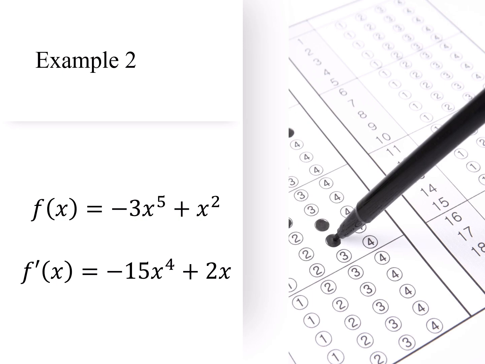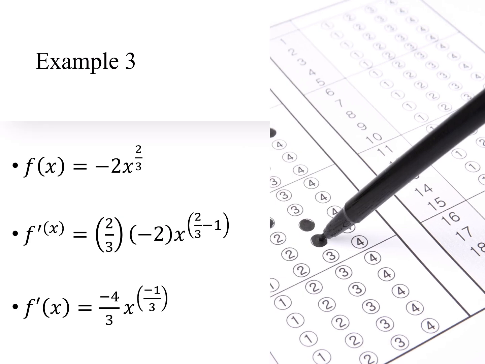Now, what if the exponent is a fraction? For example, negative 2 times x raised to 2 divided by 3. We apply the same steps. Multiply the coefficient negative 2 by the exponent 2 divided by 3, then subtract 1 from the exponent 2/3. After simplifying, the derivative becomes negative 4 divided by 3 times x raised to negative 1/3.